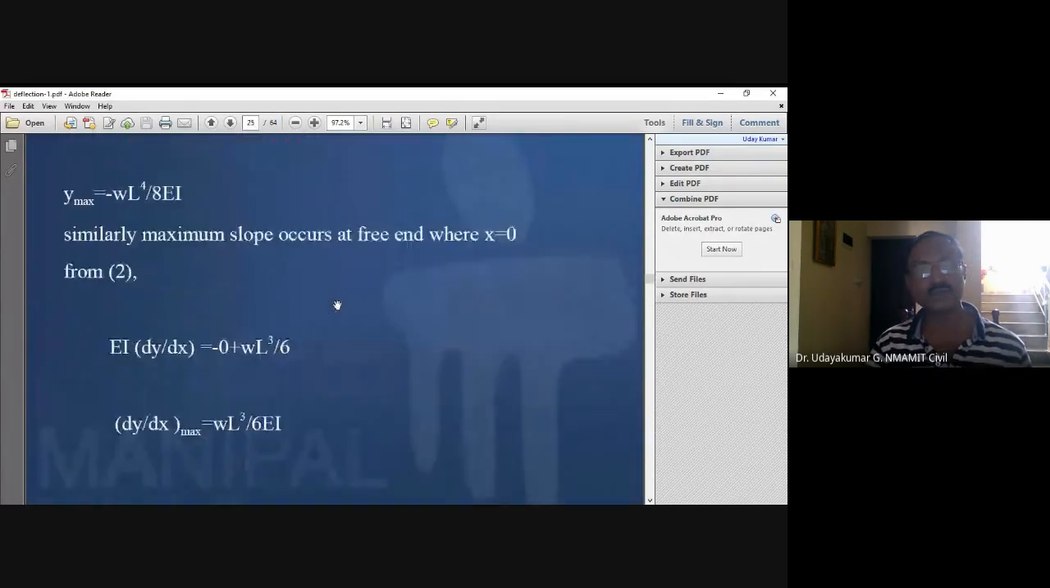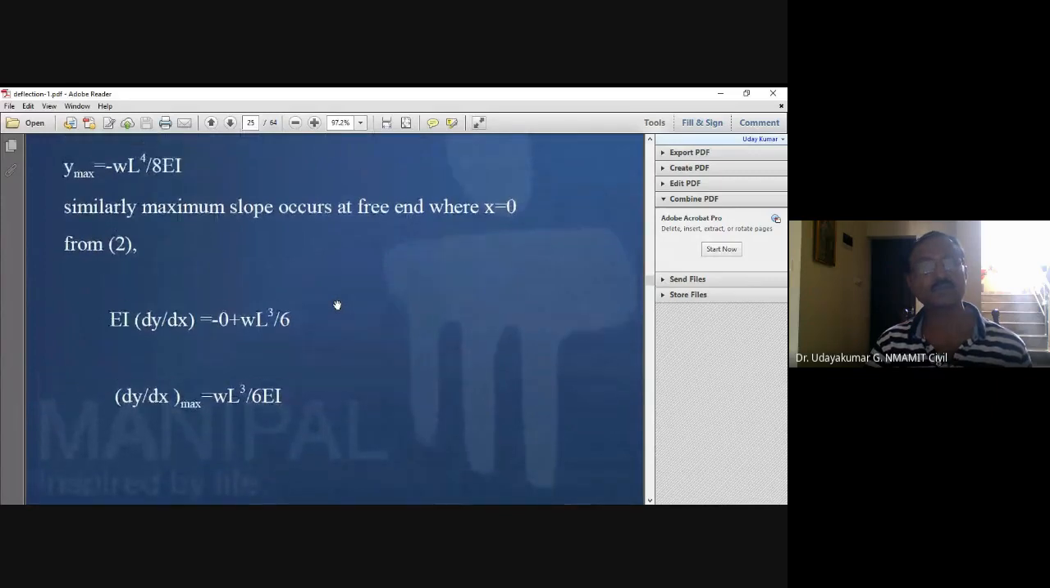So that is minus omega L to the power 4 by 8EI, and the maximum slope is omega L cubed by 6EI. Once again, you have to remember this.